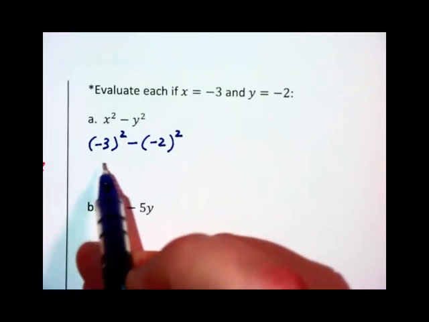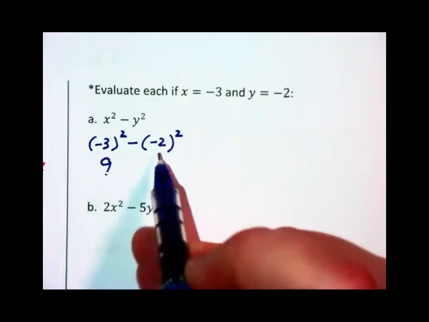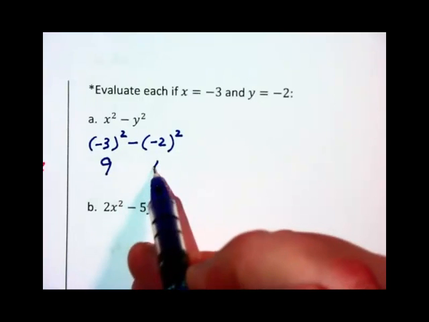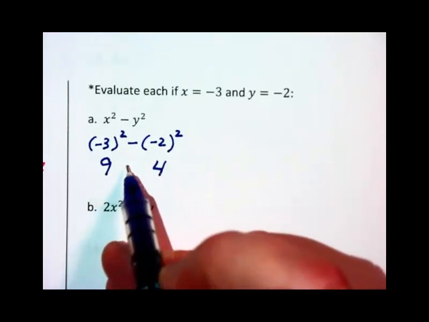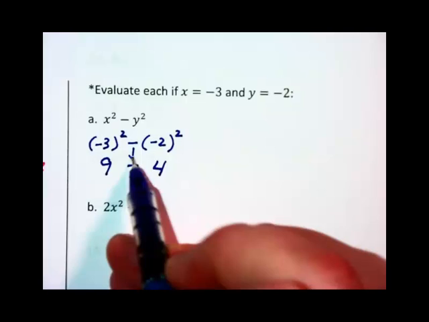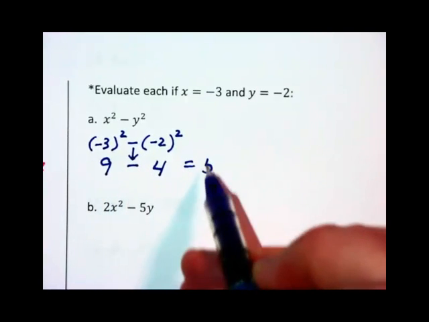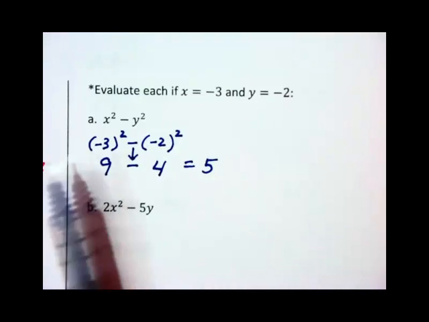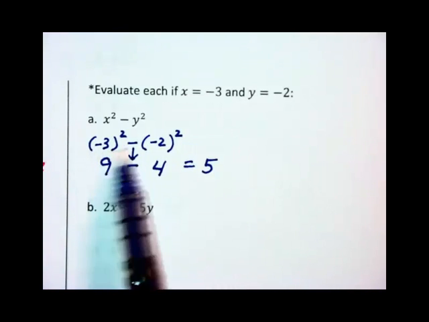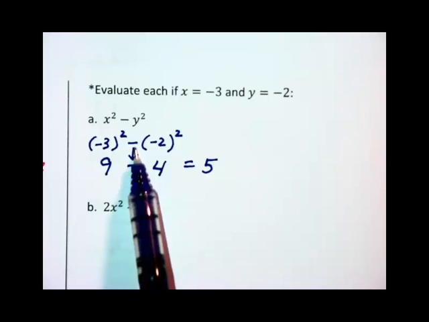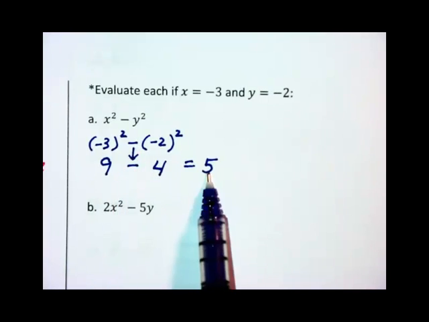Negative 3 when you square it gives 9. Negative 2 when you square it gives 4. And then we subtract, the minus sign coming down in the middle there. 9 minus 4 makes 5. Order of operations says the squaring comes before the subtraction. That's why we waited on that subtraction until later.